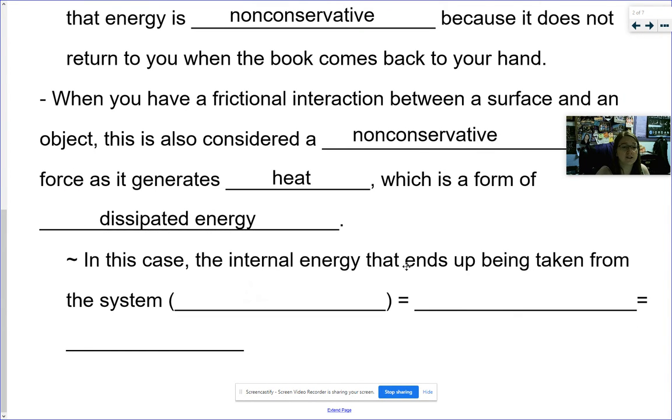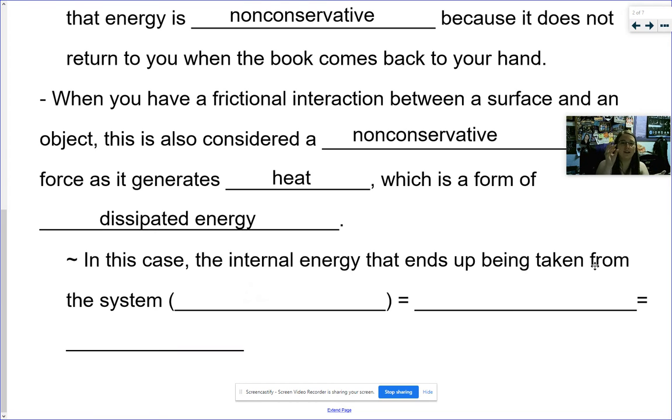Now, in this case, the internal energy that ends up being taken from the system, because again, if there was no friction, if this was an ice block, zero friction, and I just slide my phone across it, it just has kinetic energy, and it's going to be the exact same kinetic energy the whole way out. That's totally fine. But if there's friction involved, that's going to change my velocity, and that's going to impact the total energy of the system. That friction is going to slow my object down. It's going to impact the energy.